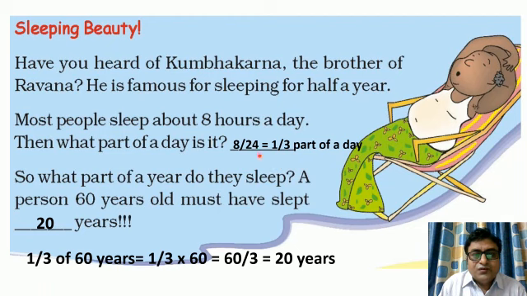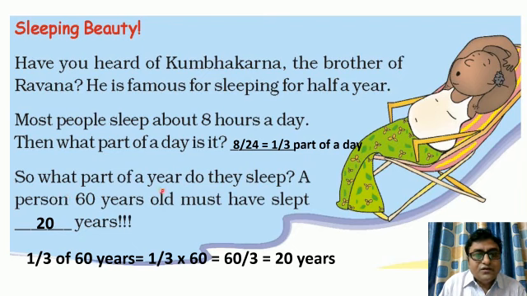8 by 24 is simplified to 1 by 3, because 8 ones are 8, 8 threes are 24. Simply you have to tell the table of 8. 8 ones are 8 and 8 threes are 24. So the simplified form of 8 by 24 is 1 by 3. So 1 by 3 part of a day we spend for sleeping.